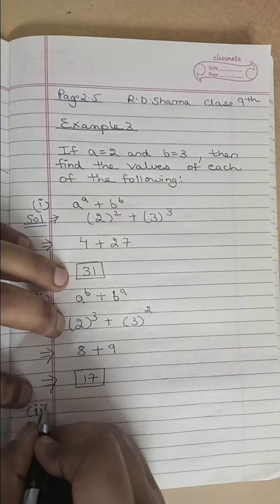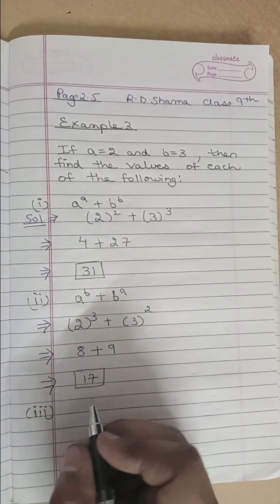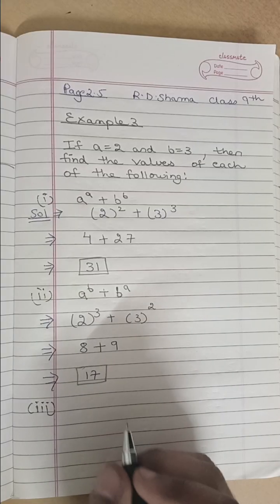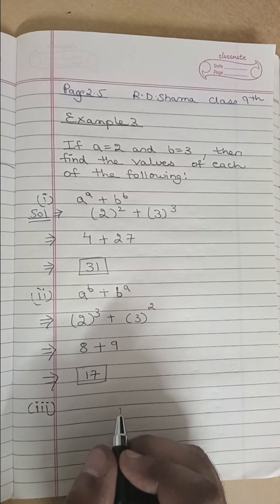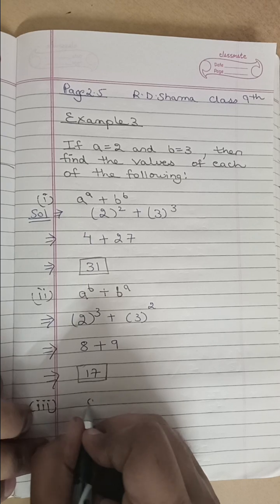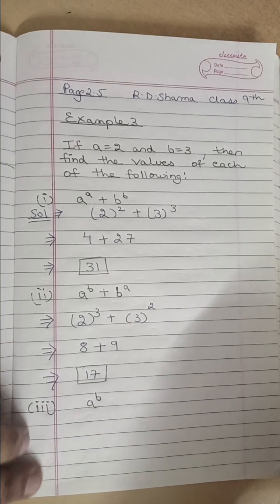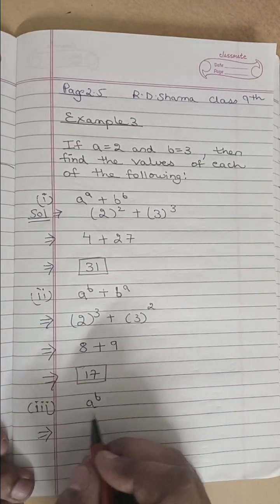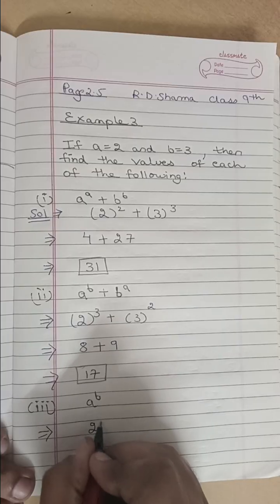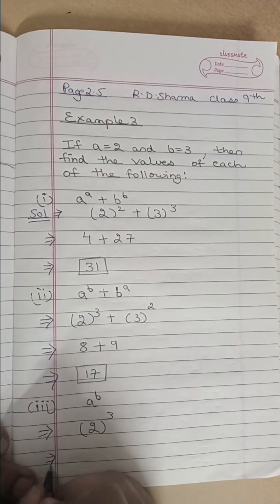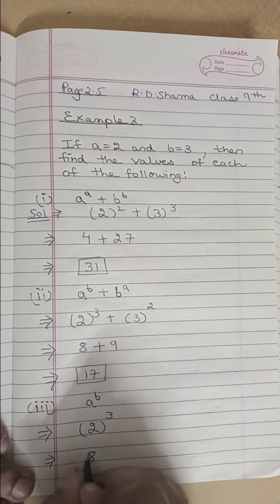Third, a raised to power b. a is 2 raised to power b, b is 3. So 2 raised to power 3, that is 8.